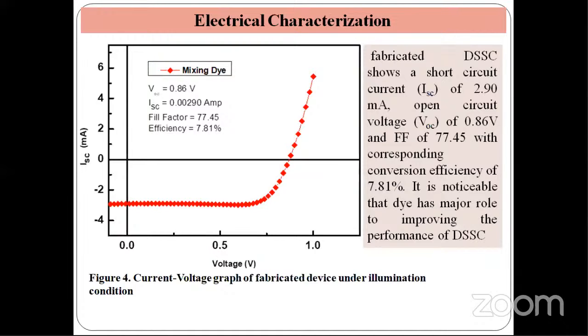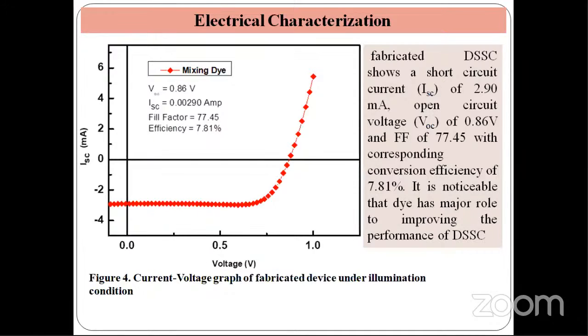This is the IV characteristic of the fabricated dye-sensitized solar cell, carried out at room temperature under illumination. The fabricated DSSC shows a short circuit current of 2.9 milliamperes, an open circuit voltage of 0.86 volt, and a fill factor of 77.45%, which results in a power conversion efficiency of 7.81%.